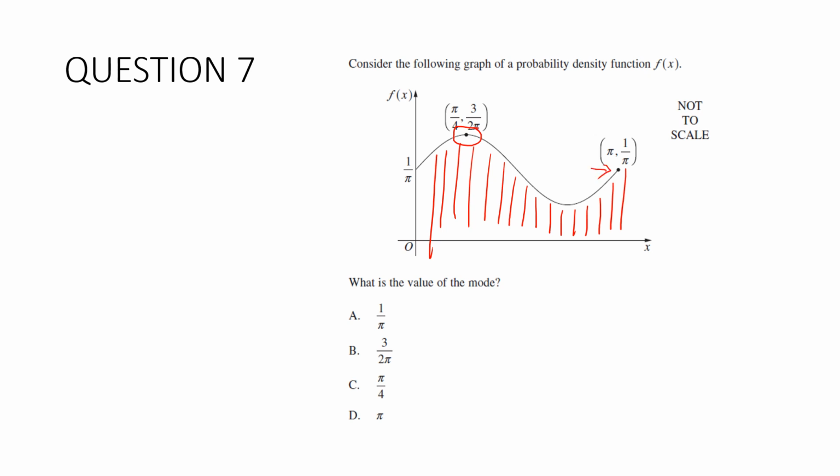This point here is lower. Now that there is the x value, and this is the probability. We are being asked what is the value of the mode, not what is the probability of the mode. So we want to know the x value, that's pi on 4, so the answer is C.